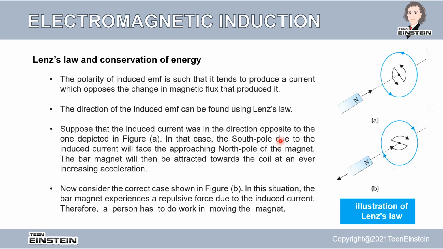In this situation, the bar magnet experiences a repulsive force due to the induced current. Therefore, a person has to do work in moving the magnet. So in this case, since this produces a south pole, it attracts the bar magnet. But in this case, it produces a north pole, so it repels it. And if you want to push it, then you have to do some work. Okay.